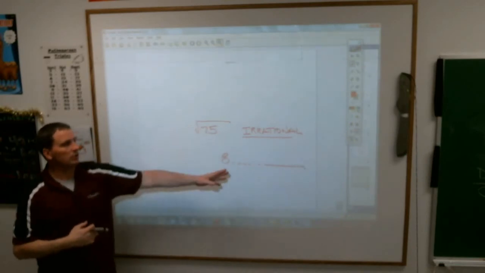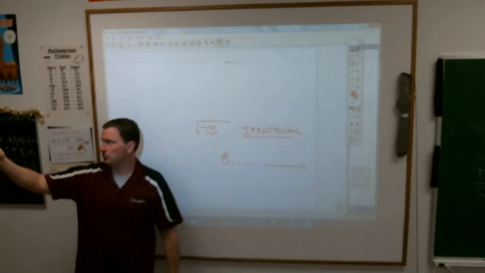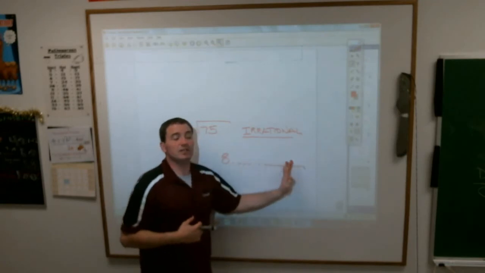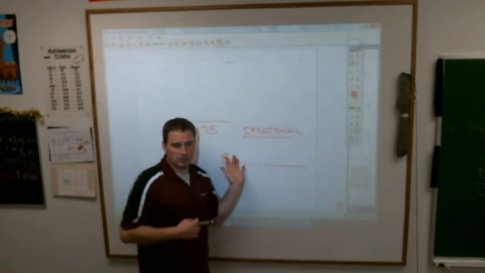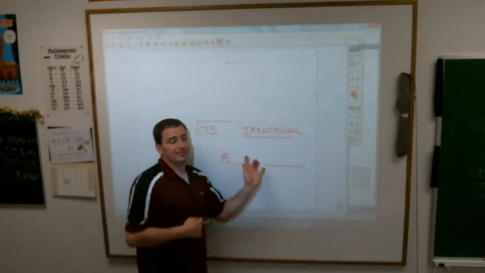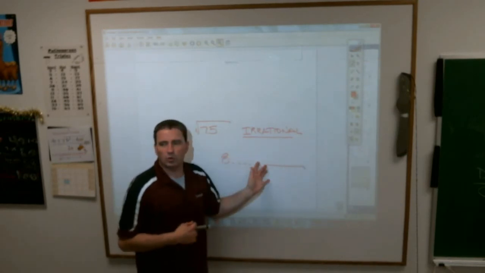Square roots that don't work out are called irrational because it looks like pi up there. It's a number, and we can get close to it. For all intents and purposes, 8 point something is close enough for us for right now. But it's irrational because if you really wanted to know exactly what it was, you could never figure it out, ever, in your whole life.